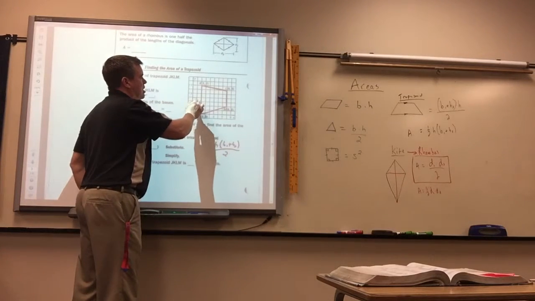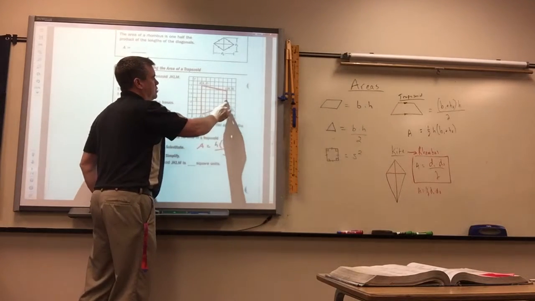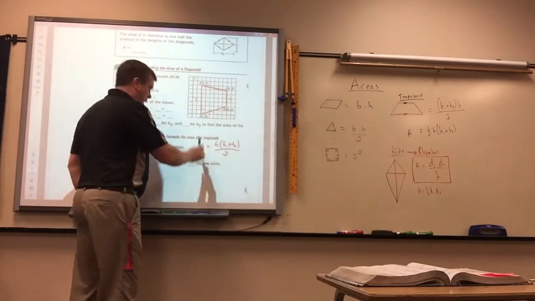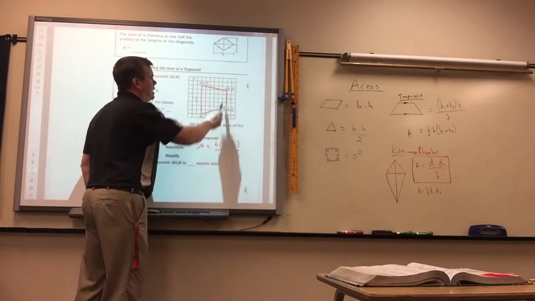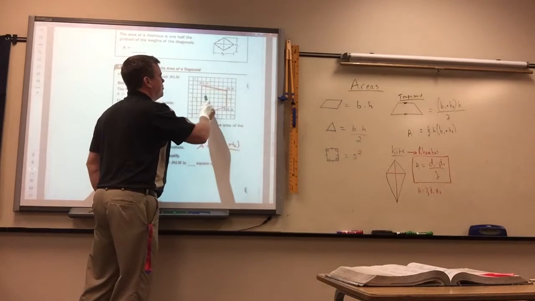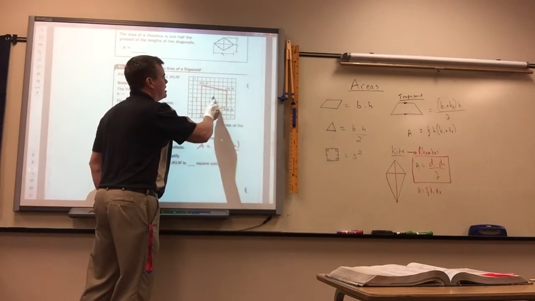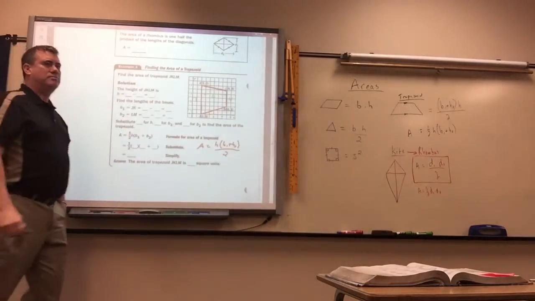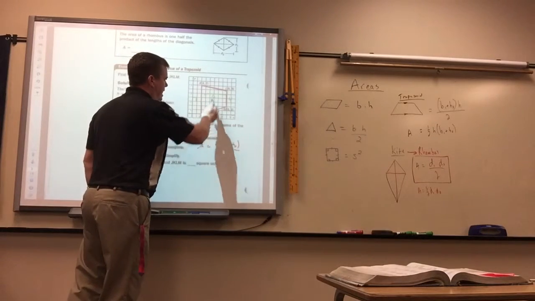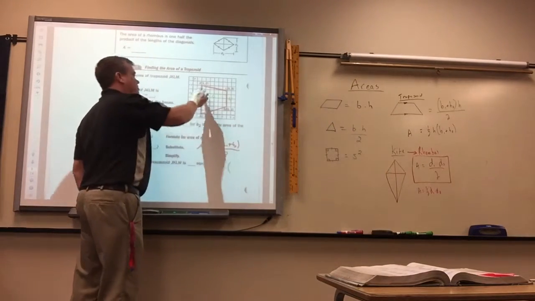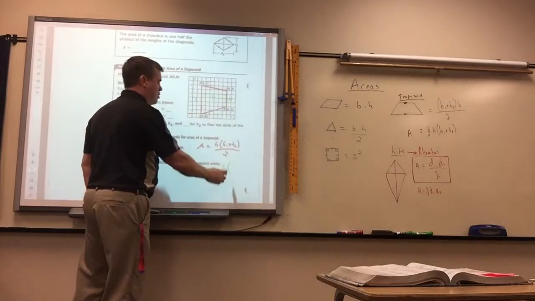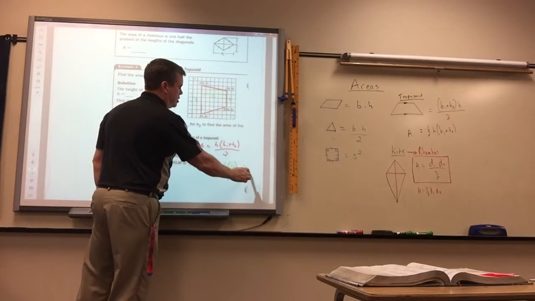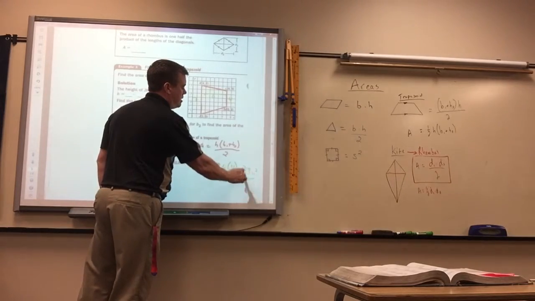It's 7 units long. This one is 1, 2, 3, 4. And the height you could count also. The height is always the distance between the two bases. 1, 2, 3, 4, 5, 6. So, the area of this is the height times the bases added together. 7 and 4 is 11. Divided by 2, and you get 33 units squared.